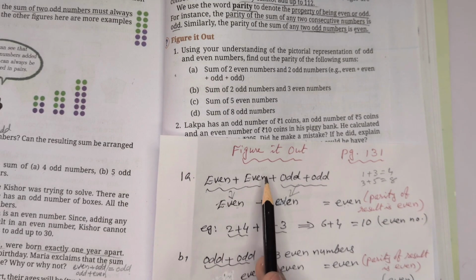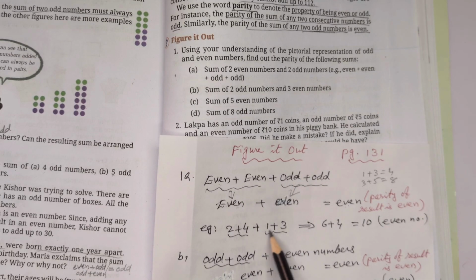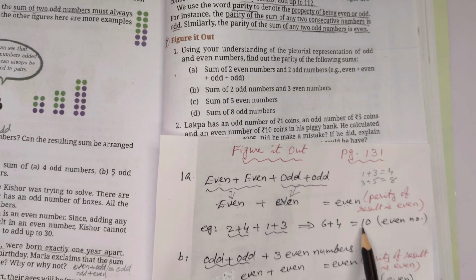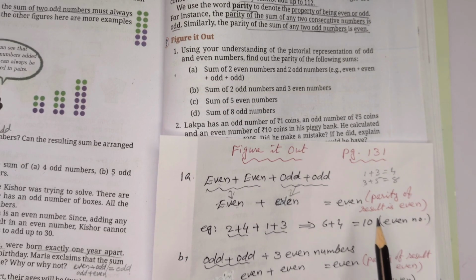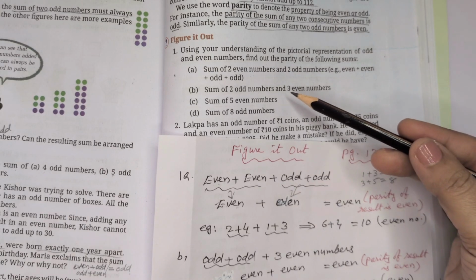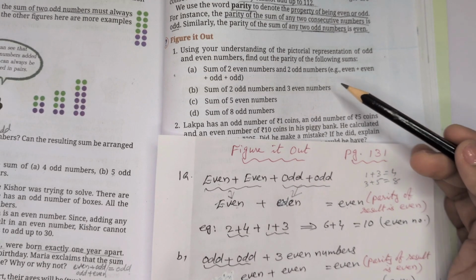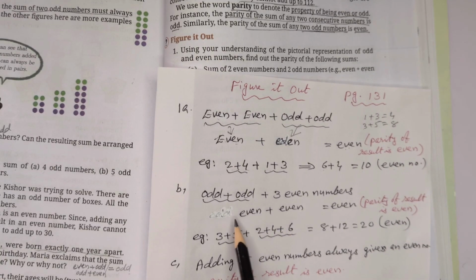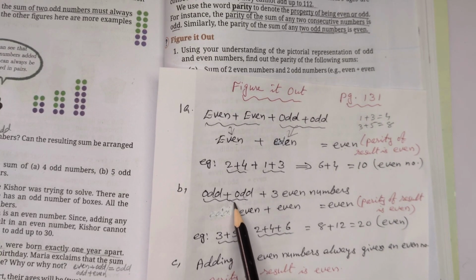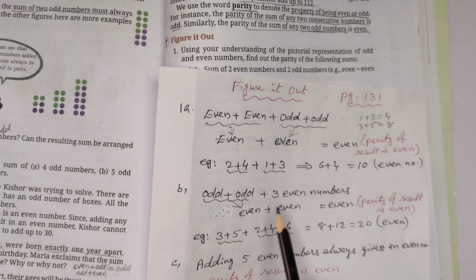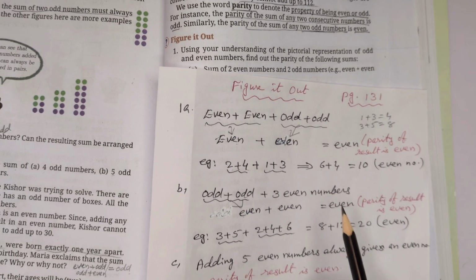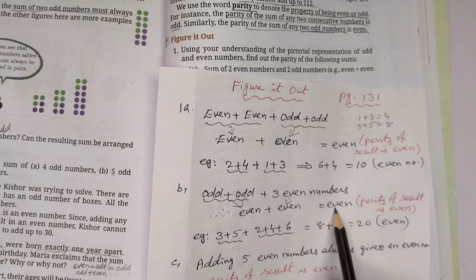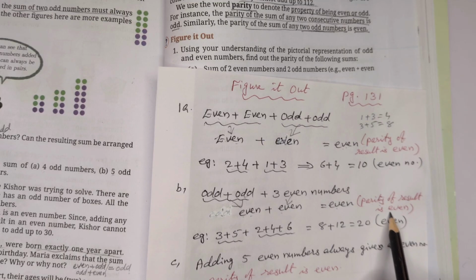The example is given here. Two even numbers, 2, 4. Two odd numbers, 1, 3. 2 plus 4 is 6, 1 plus 3 is 4. Sum is 10, that means an even number. Now the next one: sum of two odd numbers and three even numbers. Two odd numbers, when we add, we will get an even number. Even numbers, whether 1 or 2 or 3, whatever, we will get even only. So even plus even, again even. So the parity of the result is even.